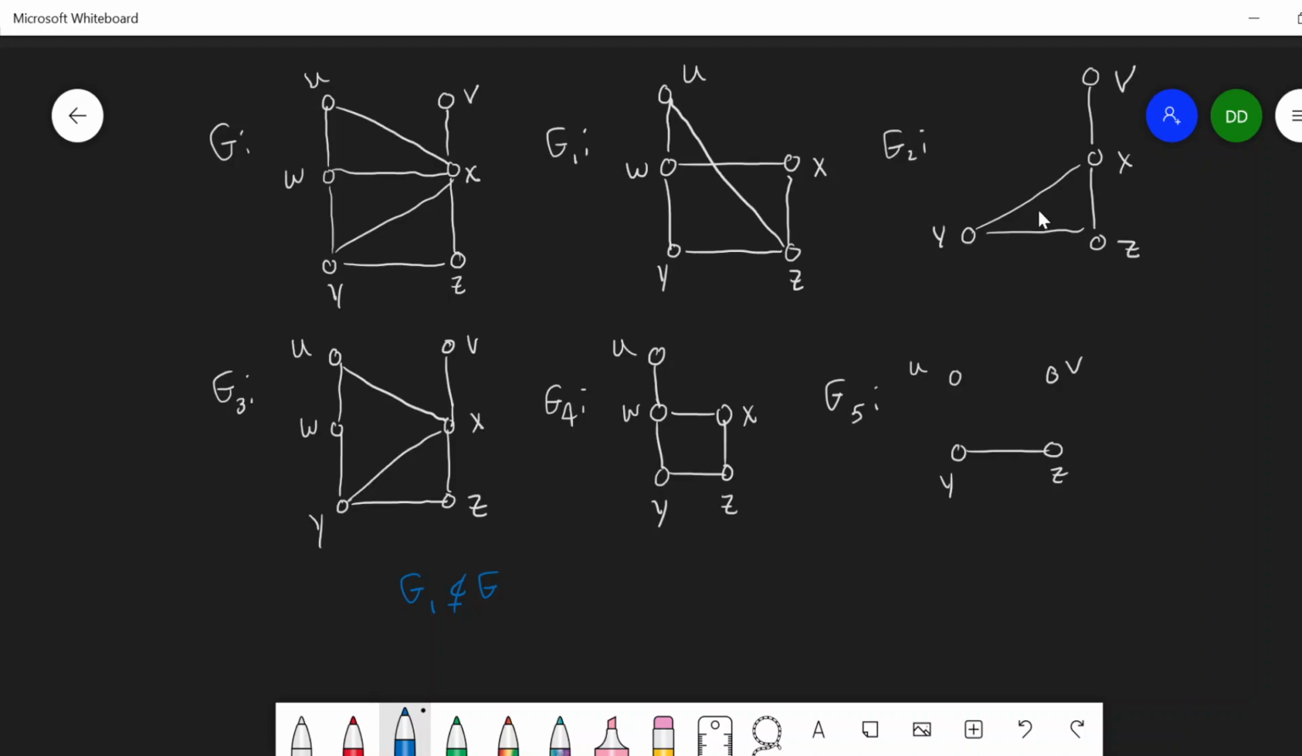G2, on the other hand, is. Notice it has a selection of 4 vertices from G, so the vertex set of G2 is included in the vertex set of G. As well, the edges of G2 are also included in the edges of G. In particular, these 4 edges also appear in G. So G2 is a subgraph of G. On the same vein, G3 is a subgraph of G. G4 is a subgraph of G. And G5 is a subgraph of G. Also, sort of trivially, G is a subgraph of G.